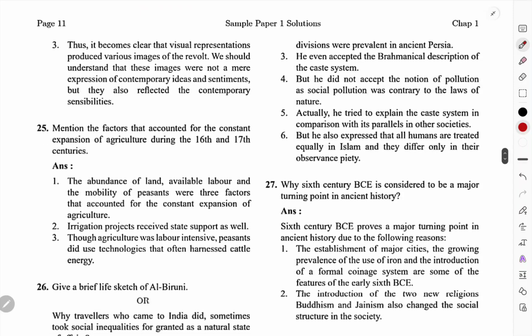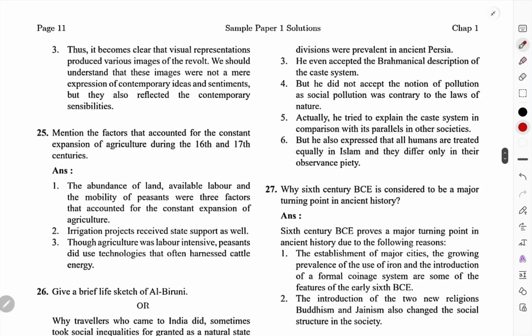Thus, it becomes clear that visual representation produced various images of the revolt. We should understand that these images were not a mere expression of contemporary ideas and sentiments, but they also reflected the contemporary sensibilities. Let's come to question number 25.